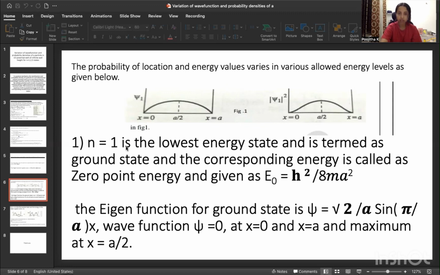When n is equal to 1, it is in the lowest energy state and it is termed as ground state, and the corresponding energy is called as zero point energy and given as E naught is equal to h square divided by 8 m a square. The eigenfunction for ground state is psi is equal to root 2 divided by a into sine pi divided by a into x. Wave function psi is equal to 0 at x is equal to 0 and x is equal to a, and maximum at x is equal to a divided by 2.